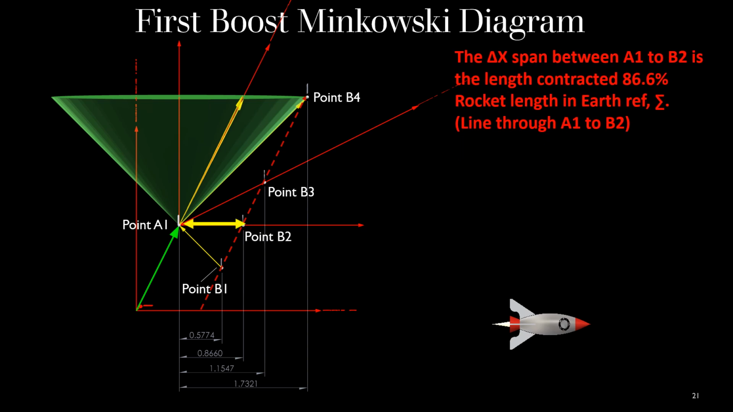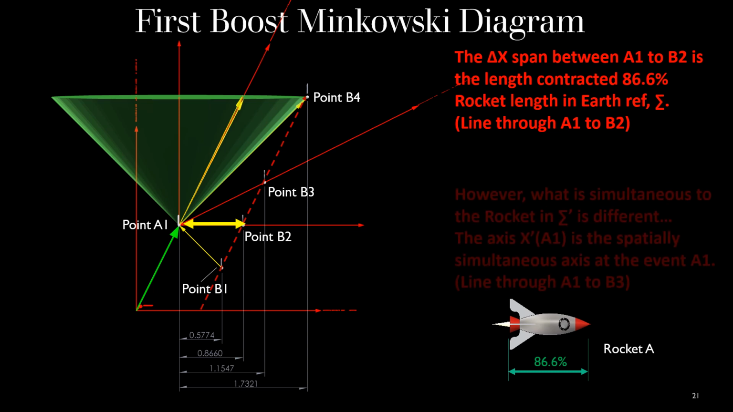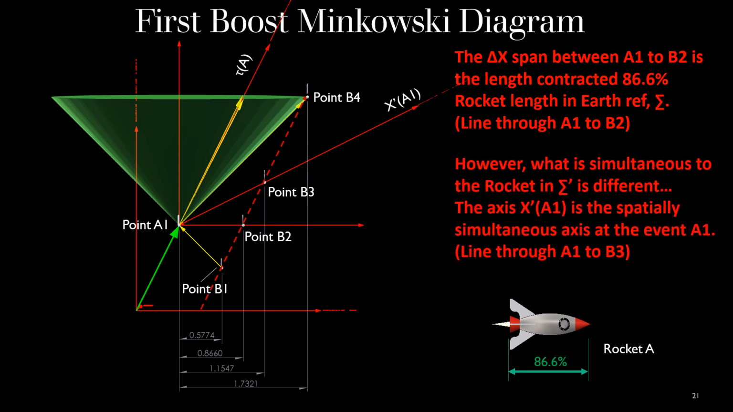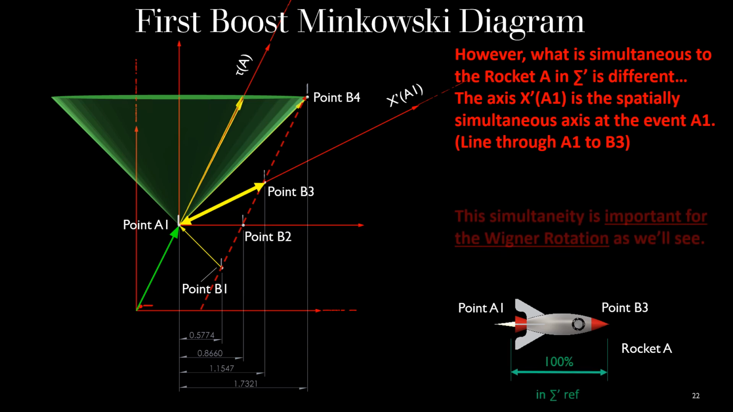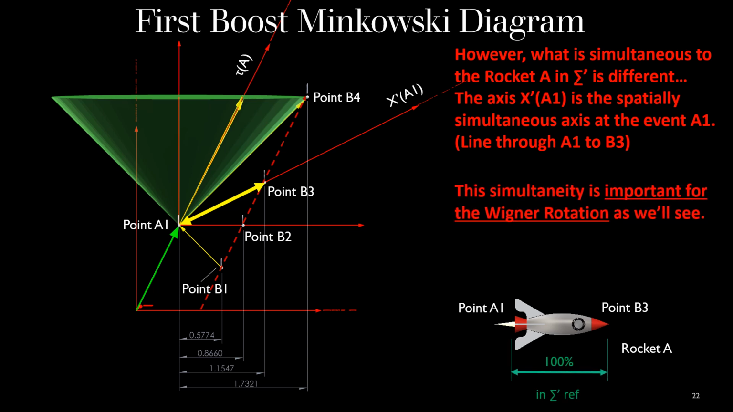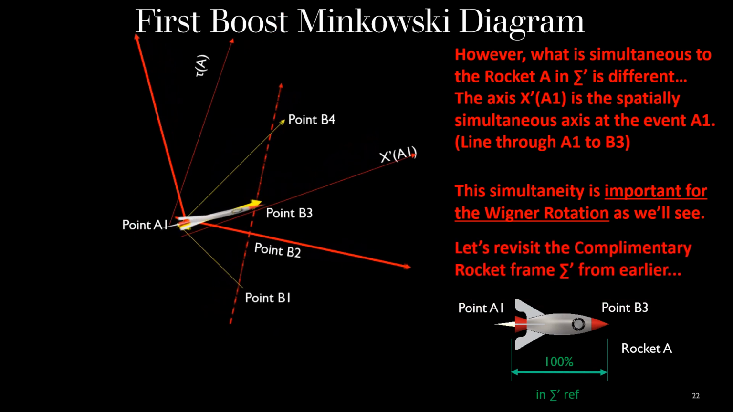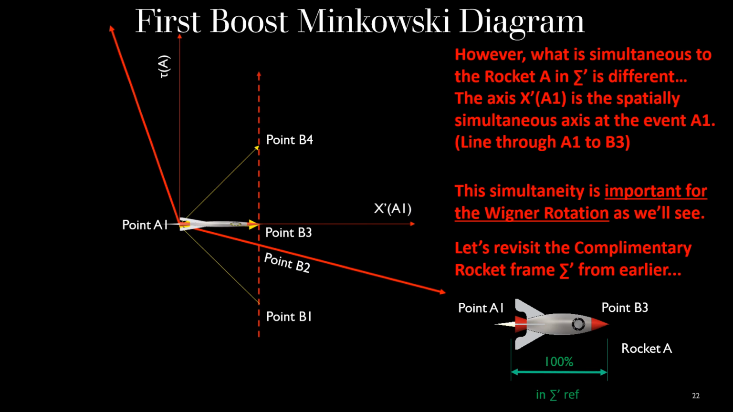The rocket is length contracted in the sigma reference frame as the span from A1 to B2. However, what is simultaneous to the rest frame of the rocket in sigma prime is different. The span between A1 and B3 in the Minkowski spacetime is the inverse of the length contraction along the x-axis relative to the sigma reference frame. Simultaneity is important for the Wigner rotation, as we will see. Let's revisit the complementary rocket frame sigma prime from earlier, which is the rest frame for rocket A.